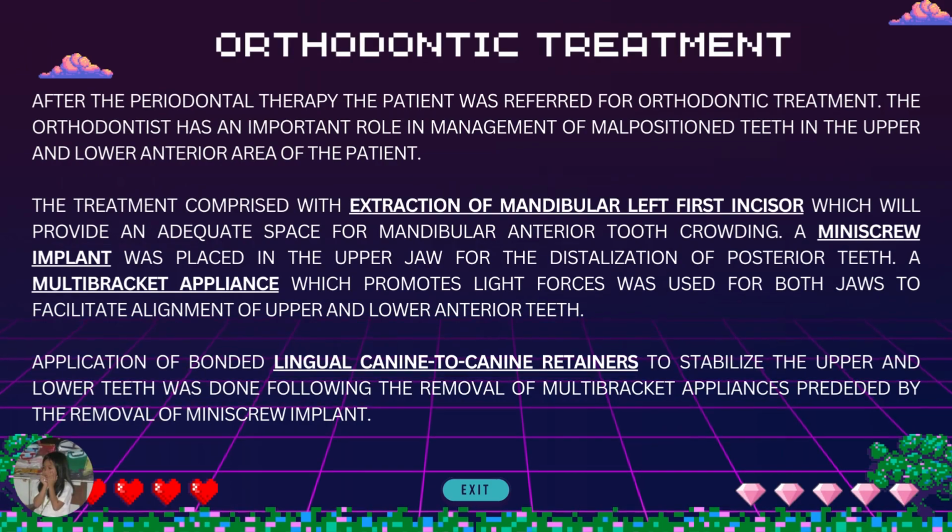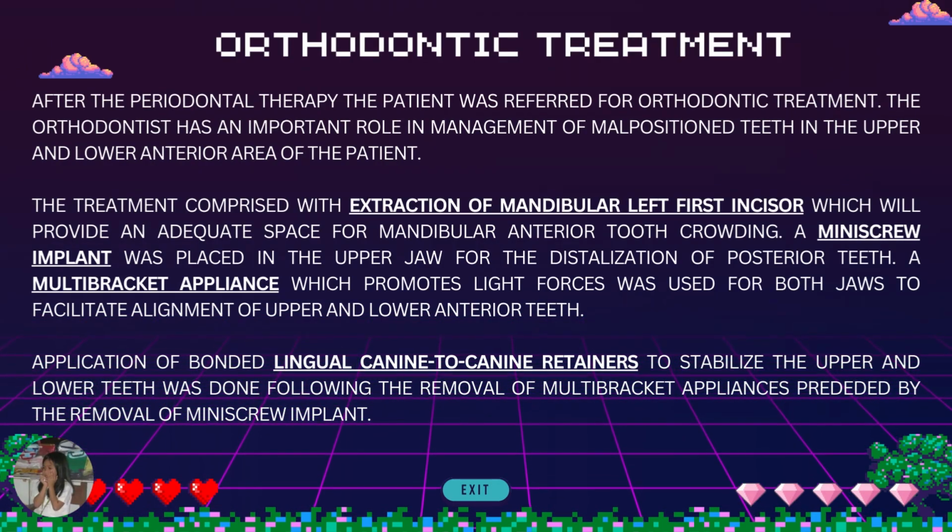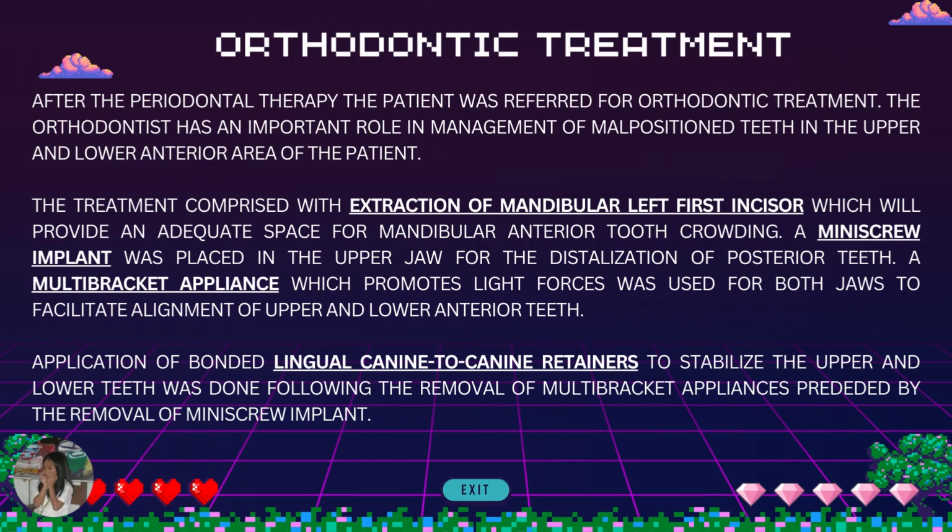Second is the orthodontic treatment. This includes the extraction of the mandibular incisor, placement of mini-screw implant in the upper jaw, as well as the application of canine to canine retainers.